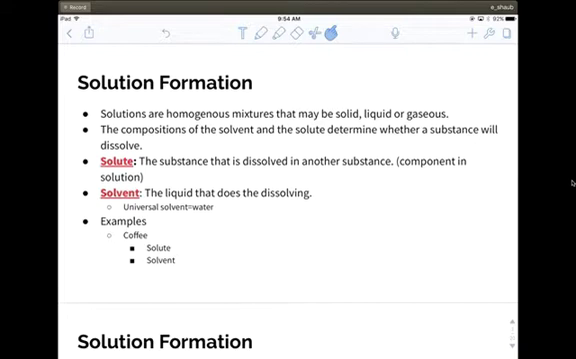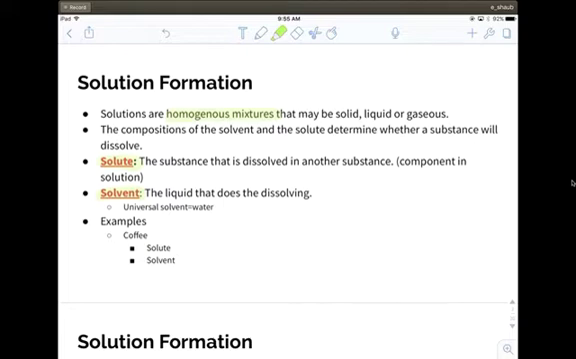So for this video with solution formation, and again, these notes will be in Schoology as well, but solutions are just homogeneous mixtures. So if you guys remember from the very beginning of the school year, we talked about homogeneous versus heterogeneous mixtures. So these are where you cannot see the different components. It can be a mixture of a solid, liquid, or gas.